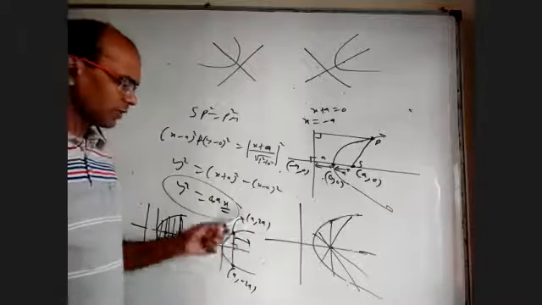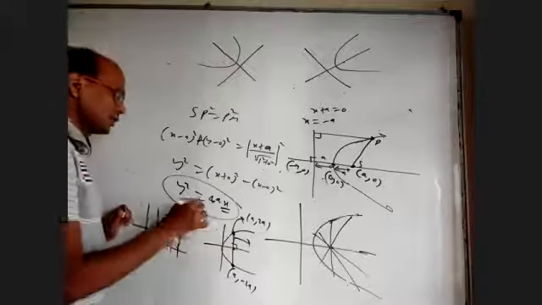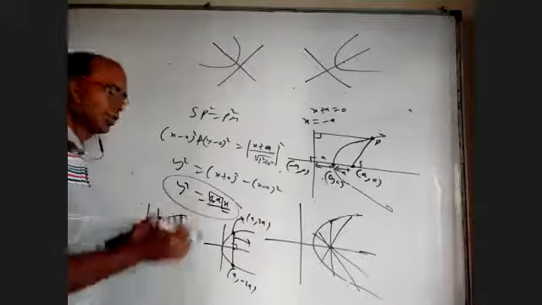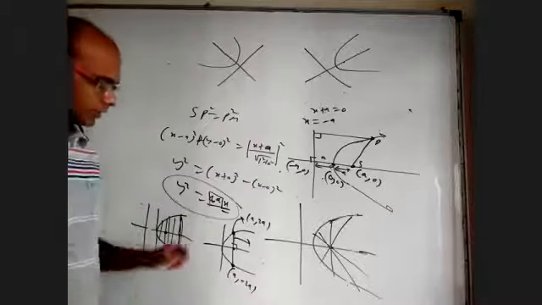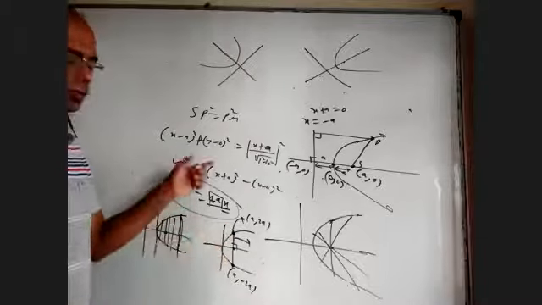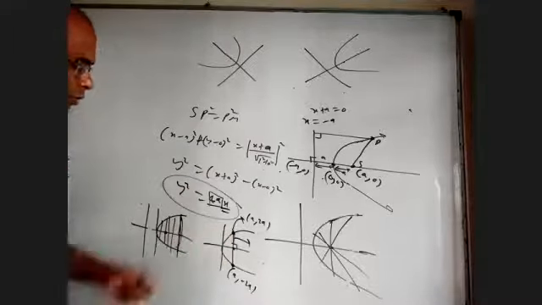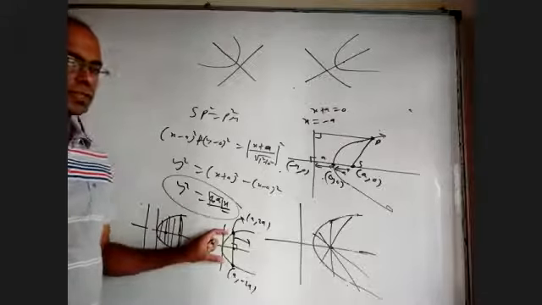When you find distance between them, you'll get 4a. So basically, for a parabola, this number tells you about how open or how closed it is. Because if latus rectum is more, it's more open. If latus rectum is less, less open. So this 4a tells you the length of latus rectum.